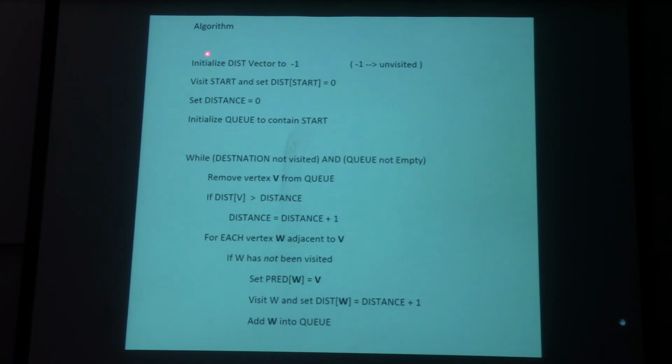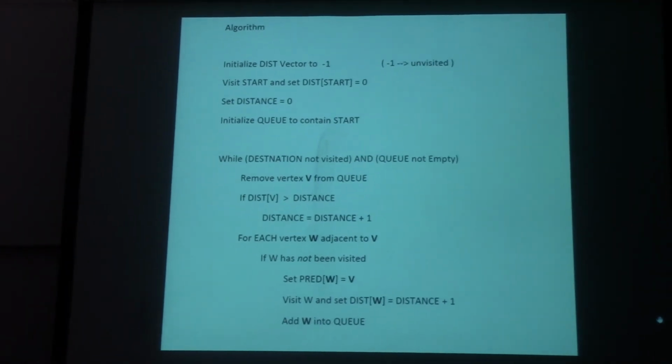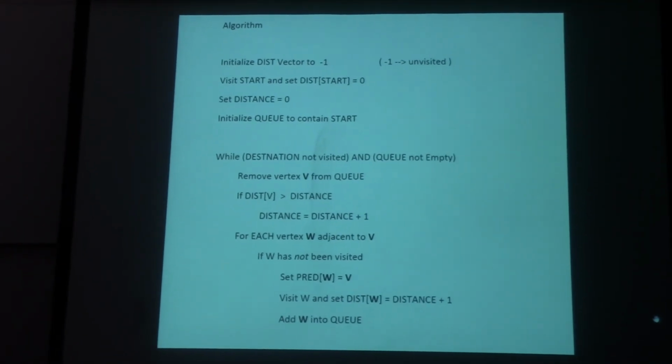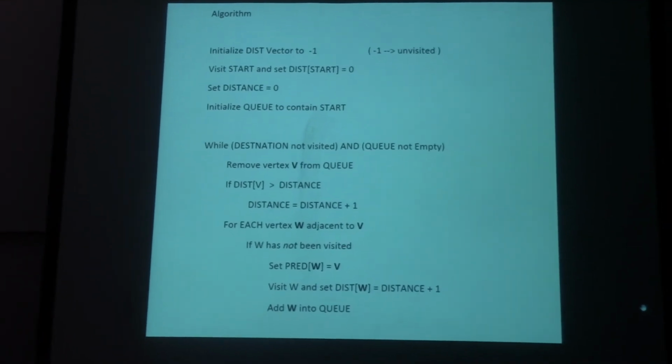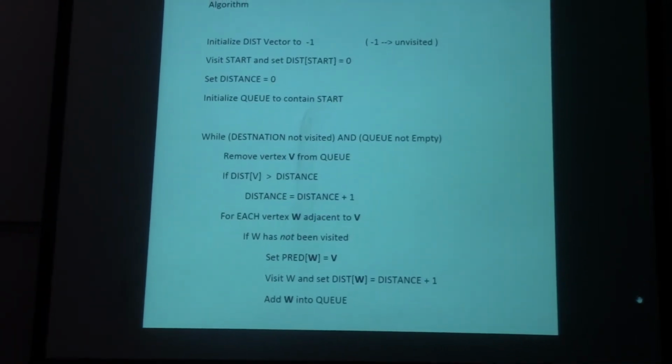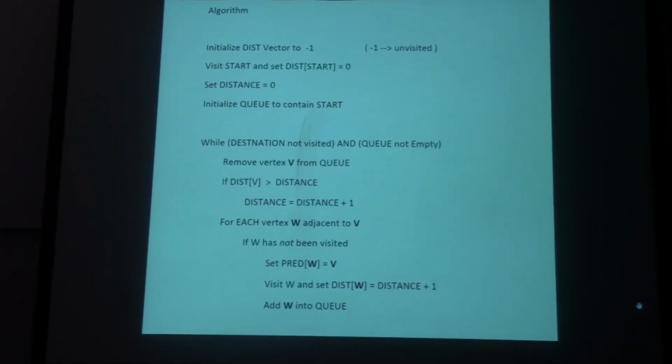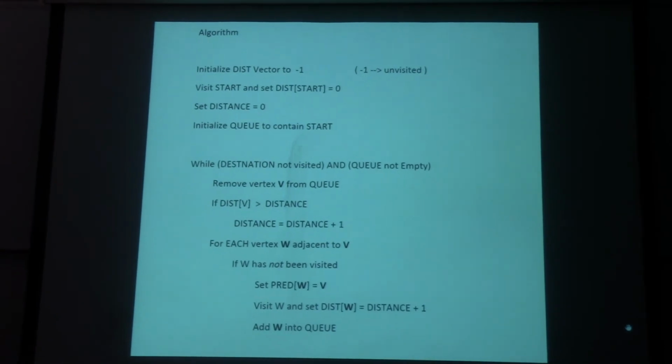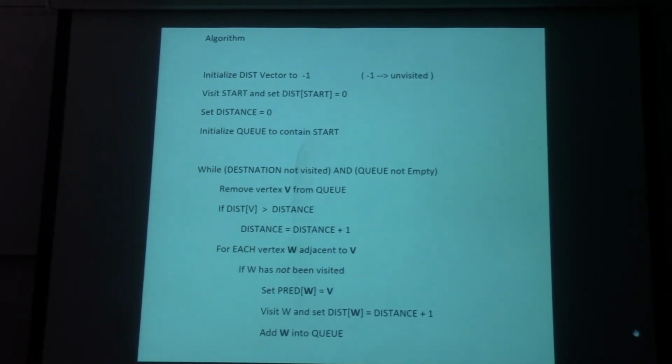So dist is a vector. Basically for every vertex in my graph, I'm going to put a -1 under that vector. And that means it has not been visited. -1 means unvisited. Now, the next thing I'm going to do is visit the starting vertex, in this case D, and I'm going to set distance, dist, which is a vector, of the start to 0.